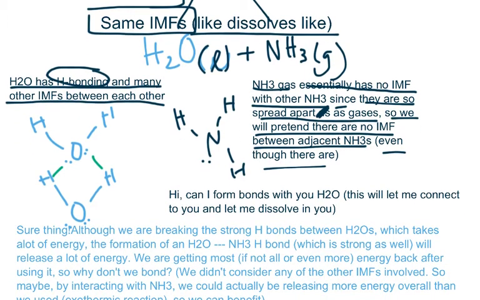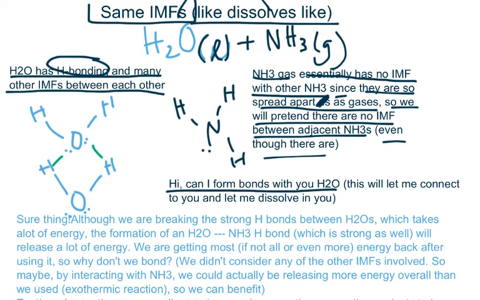Now, NH3 here says, "Hi, can I form bonds with you, H2O?" And why does it want to form bonds? Well, forming bonds will let the NH3 connect to the H2O, and by connecting with the H2O, NH3 can dissolve. So essentially dissolving is forming bonds with the solvent and being dissolved.